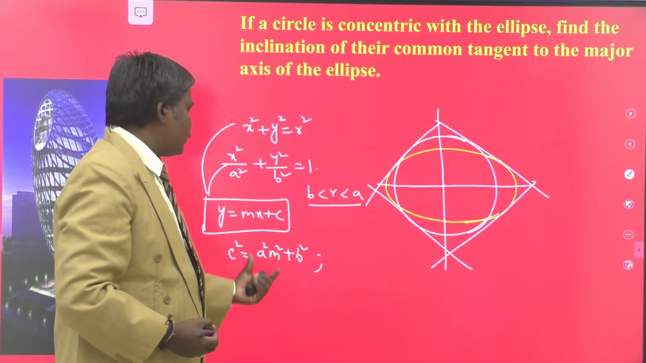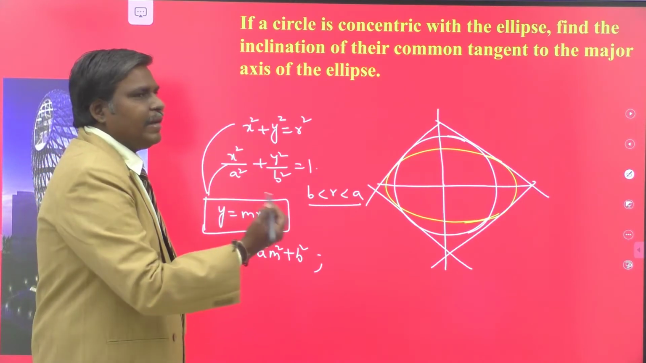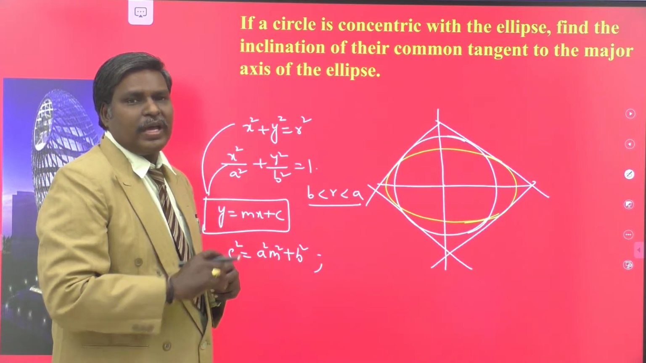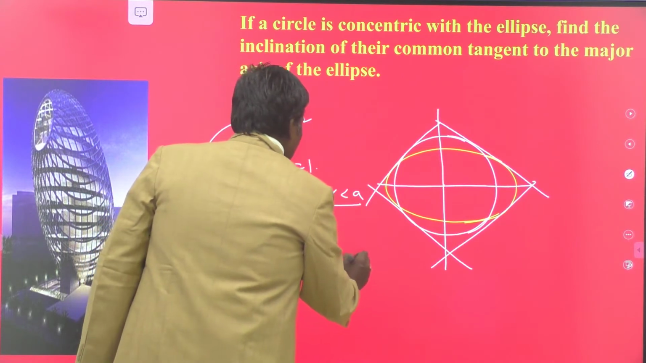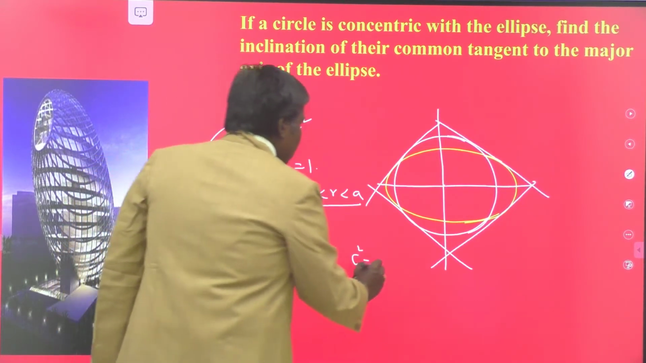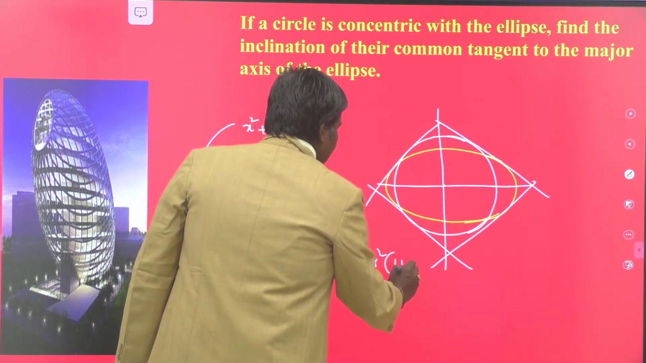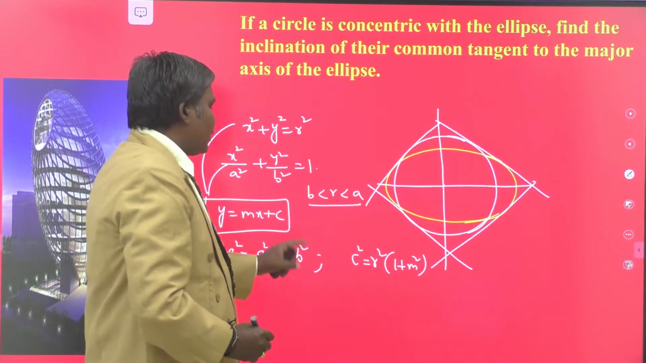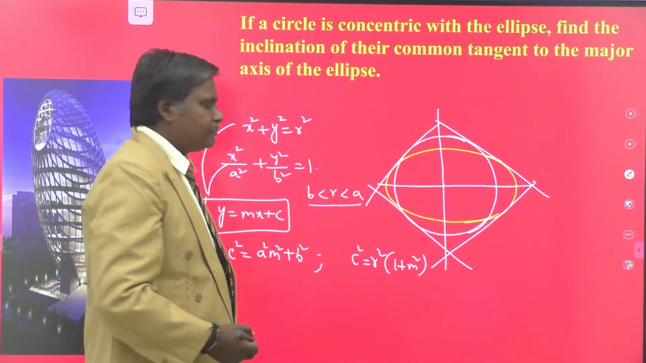This is the condition. Again, this line is tangent to our circle also. So radius is equal to the perpendicular distance. Perpendicular distance from where to where? Center to the line. After applying the condition, we have c square equal to r square times (1 plus m square). That is also a well-known formula for you. c square equals r square times (1 plus m square). So equate both c squares. From that we can calculate the value of m and hence find theta.